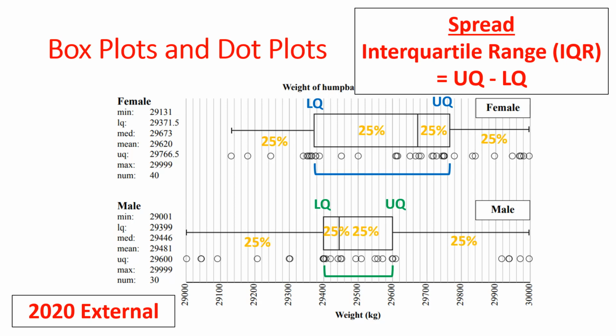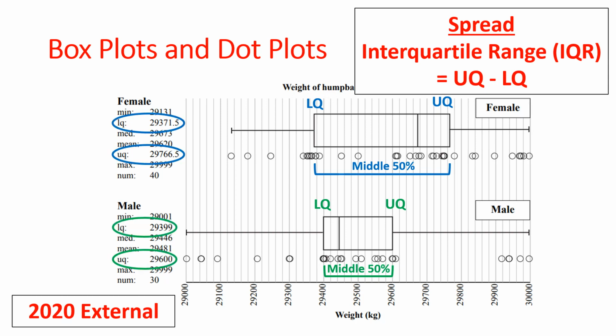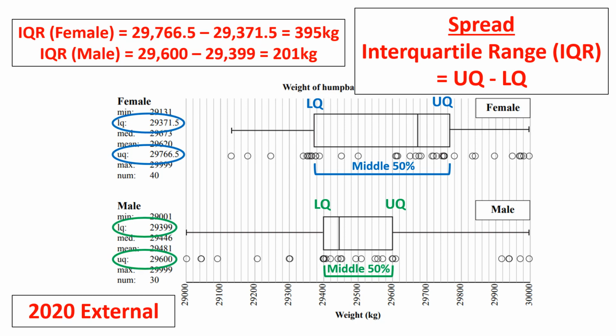Now, just keep in mind, in each section of the box plot there's 25%. And just because one section's longer or bigger than the other section, it just means that data is more spread out. It doesn't mean there's more data in that section. So the middle box is often referred to as the middle 50%. Now, if we work out the interquartile range for both groups, we can see this time it's the female humpback whales that have a larger interquartile range. So their middle 50% is more spread out than the male middle 50%. And we could have seen that by looking at the data in that section.